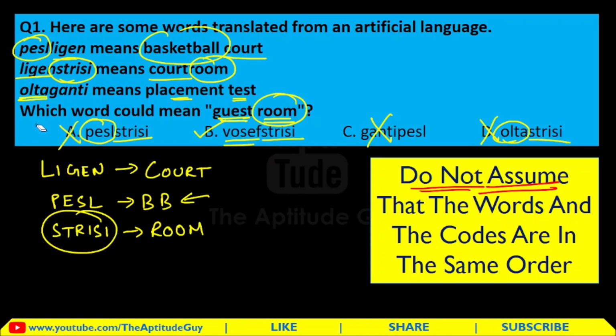The question says, which word could mean guest room? That means the question itself is telling you which one is the possibility. Option A, option C and option D are definitely impossible. We proved it. Option B is the only one which is not impossible. That means it's the only one which has some kind of possibility, and that is what the question is asking. So option B is the correct answer.